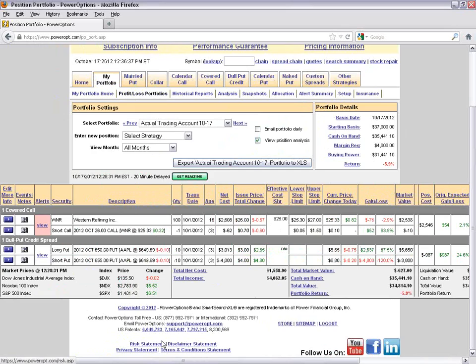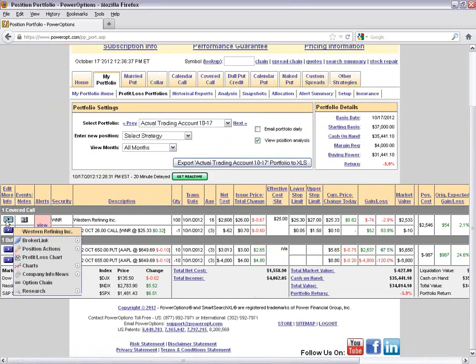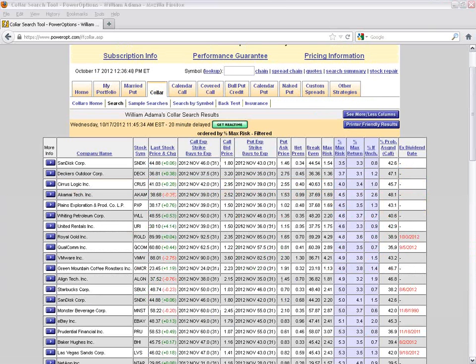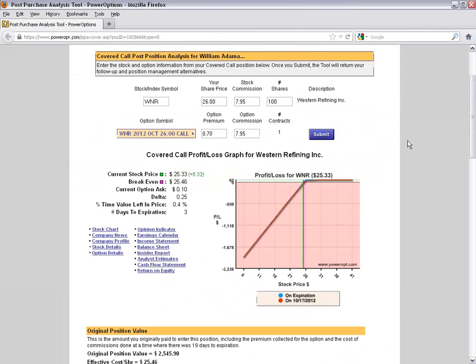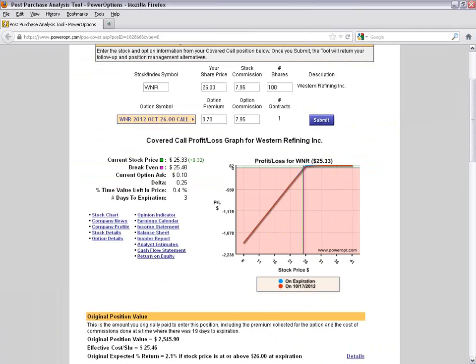Can we maybe potentially roll this to get a profit? Let's find out. To analyze rollout opportunities or adjustments, we'll go into that more information menu again. I want to go to position actions, and we're going to select position analysis. All right, now the position analysis screen is going to give us a breakdown of our current position. We have at the top our breakdown of our trade, 100 shares of WNR at 26, sold the October 26 call for 70 cents. We see the current prices and our commissions.